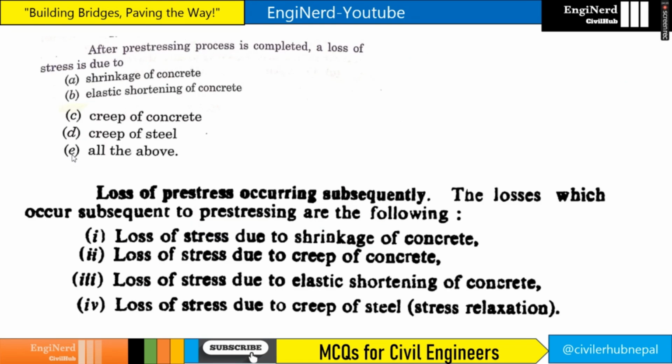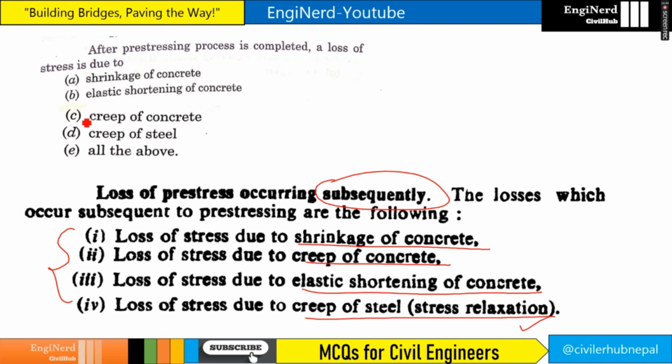Next is, after the pre-stressing process is completed, loss of stress is due to. So these are losses of pre-stress occurring subsequently after the pre-stressing process is completed. These 4 losses will be there, right? Loss of stress is due to shrinkage of concrete and creep of concrete, elastic shortening of the concrete, and creep of steel, that is stress relaxation. So all of these will be there, right? So our answer is all of the above.